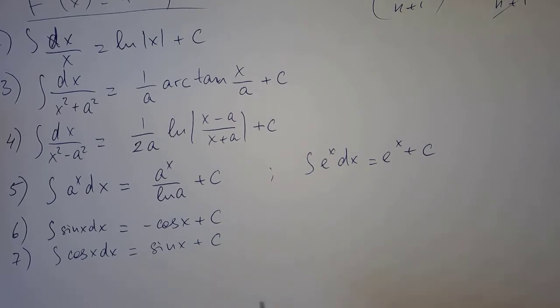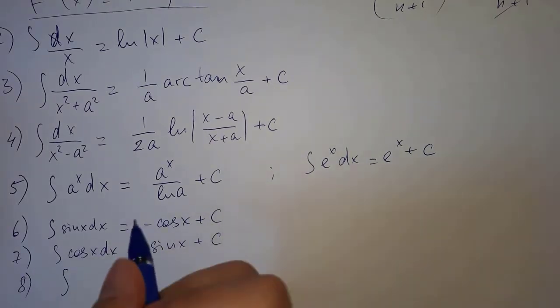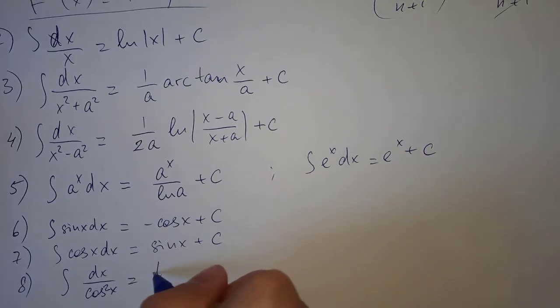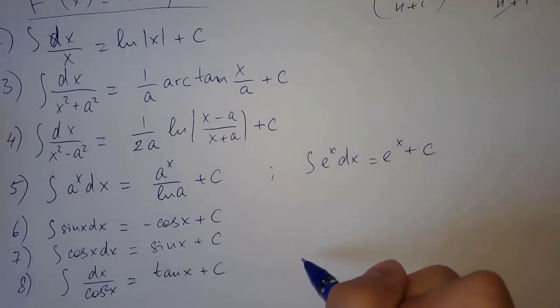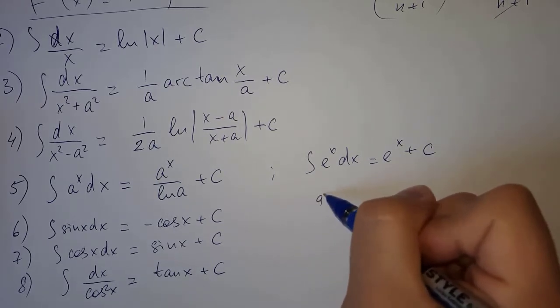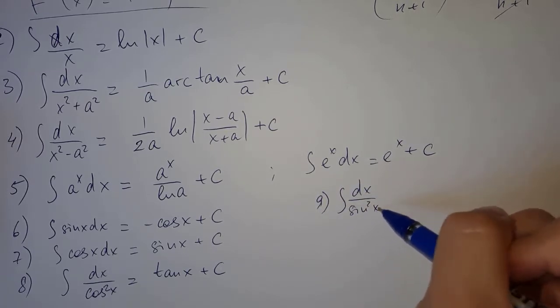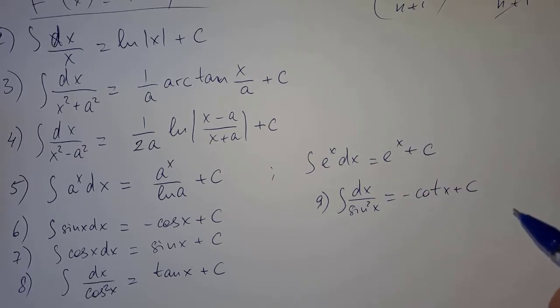And the next ones, we have other ones also. For example, we can write here dx over cosine square x. This will be tangent x. Or here, number 9, the same one, dx over sine square x. It will be minus cotangent x plus c.